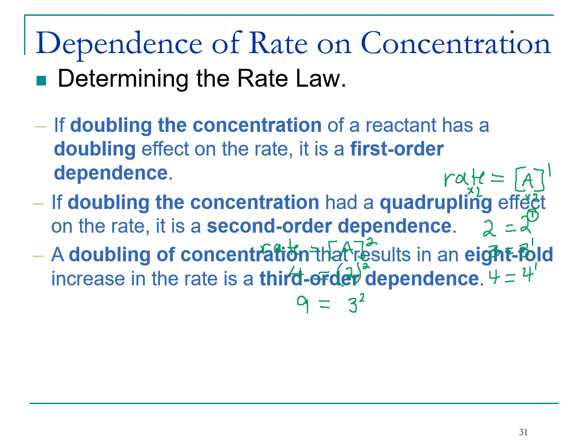And then, let's see if I can just erase this. And then finally, if you double the concentration, if it's third order, let's write it here: rate equals concentration to the third power. Anything you do to A has to be raised to the third power. So if you double the concentration, then the rate will get 8 times faster because 2 cubed is 8.